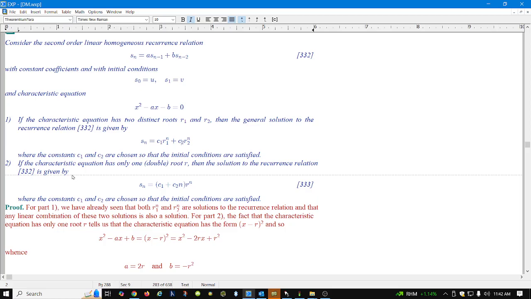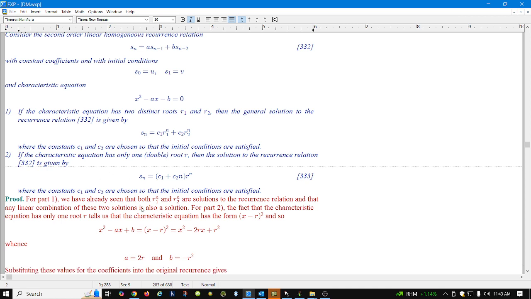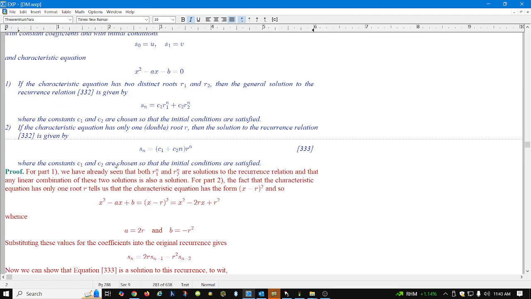If the characteristic equation has only one root, so it would be a double root, r, then the general solution is Sn equals C1 plus C2 n times r to the n. And again, C1 and C2 would be chosen to fit the initial conditions.